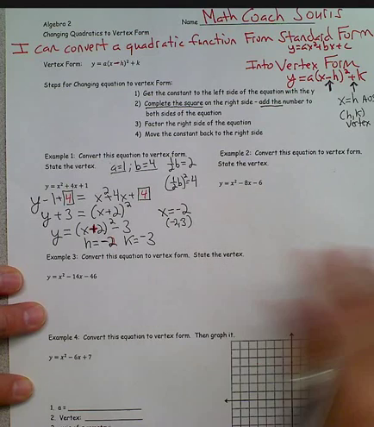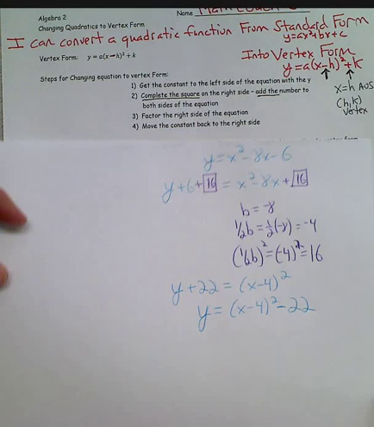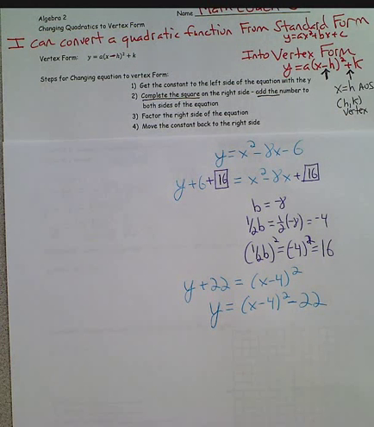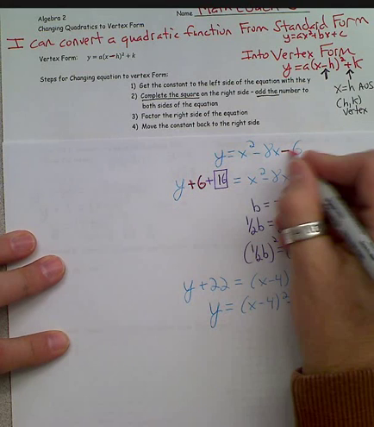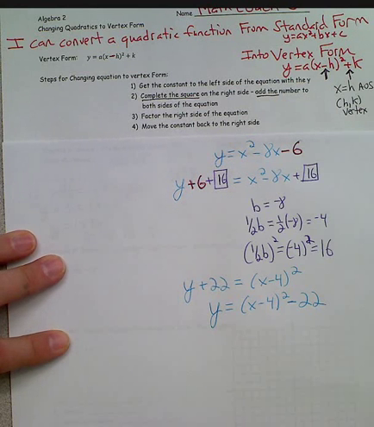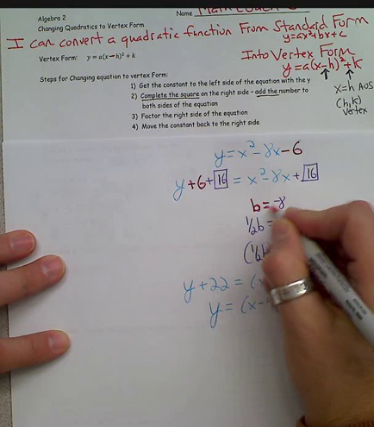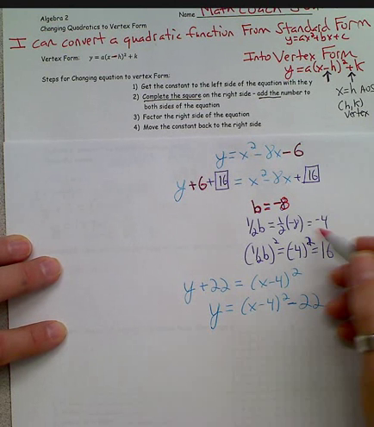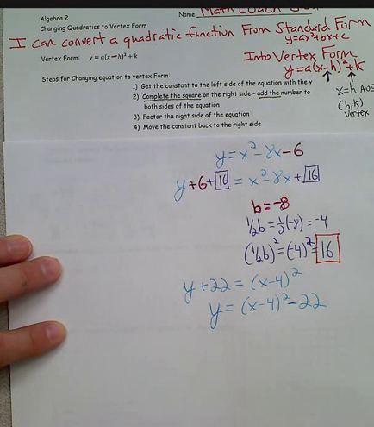This next problem, I have it worked out here on a piece of paper for you. We have y equals x squared minus 8x minus 6. Our first step to do was to move the 6 to the left-hand side. Once I moved the 6 to the left-hand side, I looked at my b, which was -8. I took half of the b, and then squared it. And this is how I got 16, which is what I put into my box.